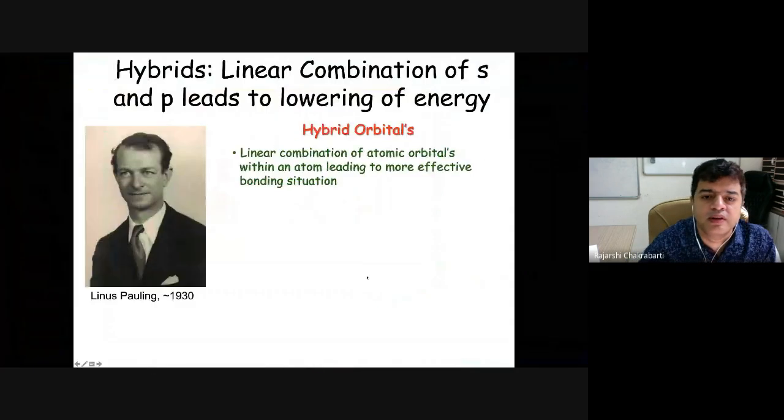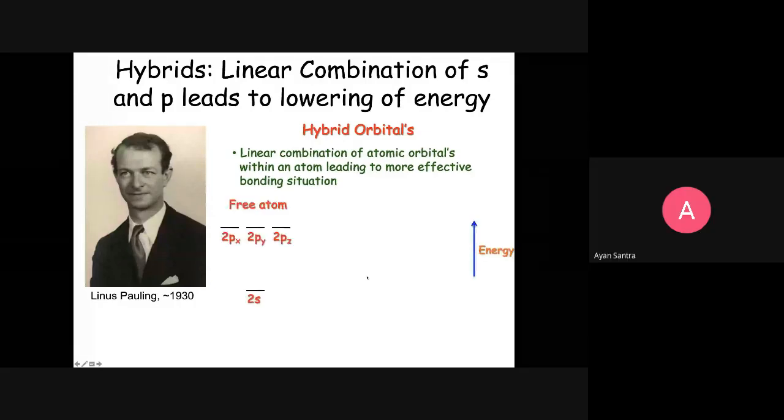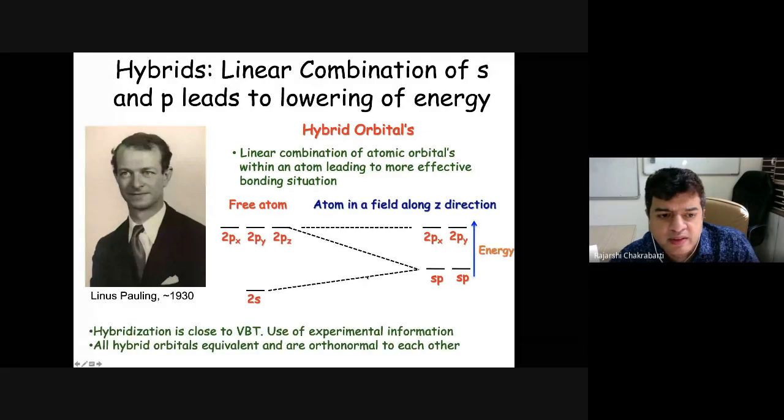Can you see the slide? Yes, sir. This is exactly what I did.